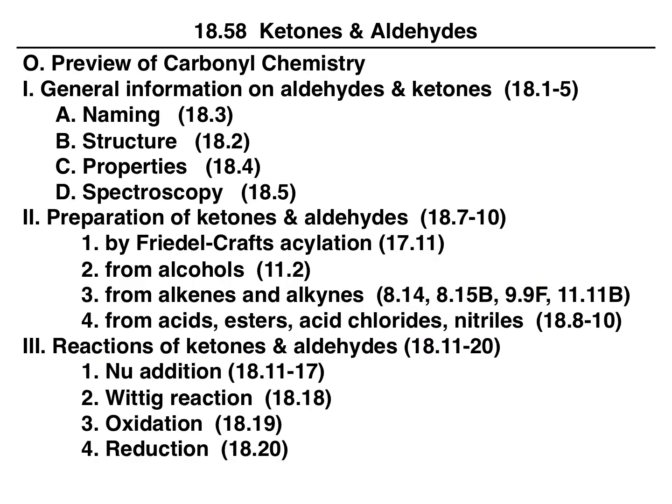So this brings us to the end of our chapter on ketones and aldehydes. And we looked through naming, structure, properties, and spectroscopy. We saw a variety of ways to prepare ketones and aldehydes, so Friedel-Crafts acylation and from alcohols by oxidation, but they can also be prepared from alkenes and alkynes, or from acids, esters, acid chlorides, and nitriles, so a variety of methods.